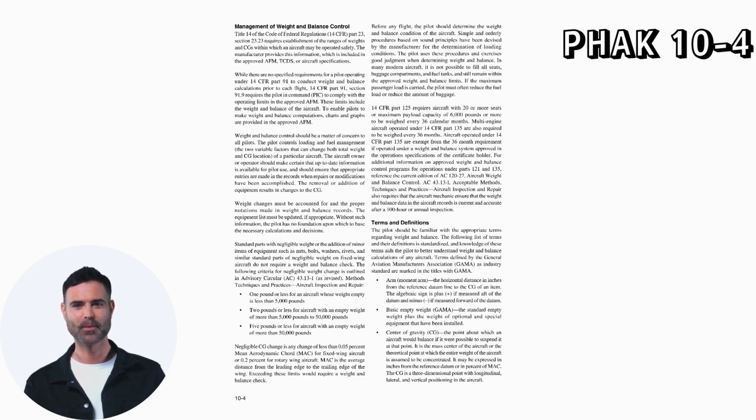Management of weight and balance control. Title 14 of the Code of Federal Regulations, 14 CFR, Part 23, Section 23.23, requires establishment of the ranges of weights and CG within which an aircraft may be operated safely. The manufacturer provides this information, which is included in the approved AFM, TCDS, or aircraft specifications.